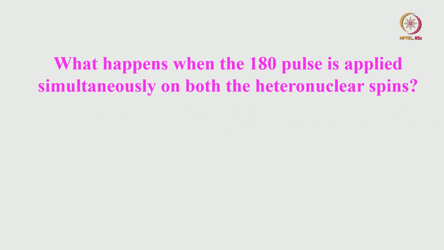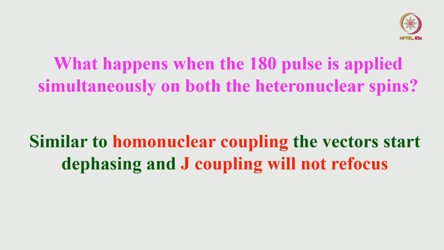So far we were considering only application of a 180 pulse on A or X. This phenomenon happens, J will refocus. What happens if I apply a 180 pulse simultaneously on both heteronuclear spins? It is possible. Then what will happen? It is like applying it to a homonuclear spin.